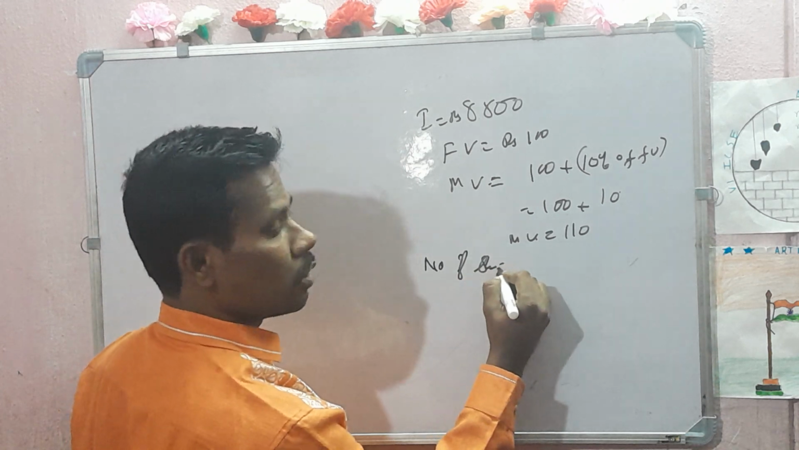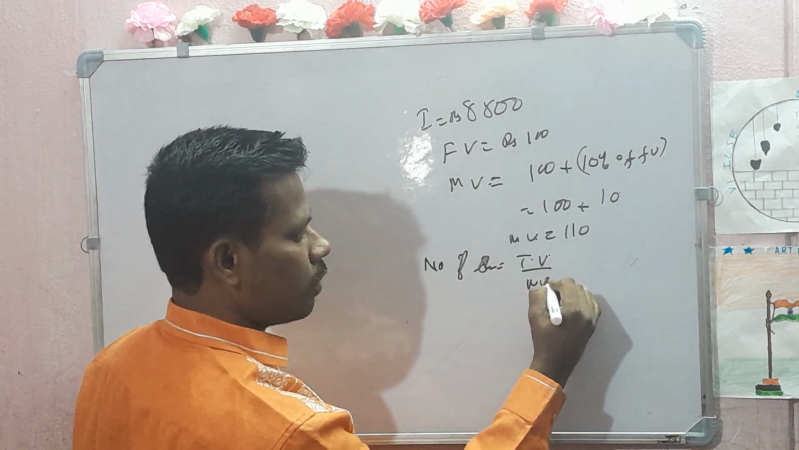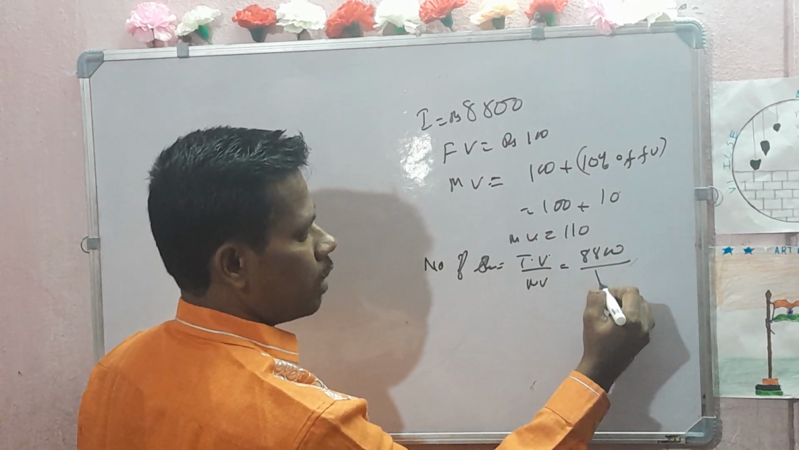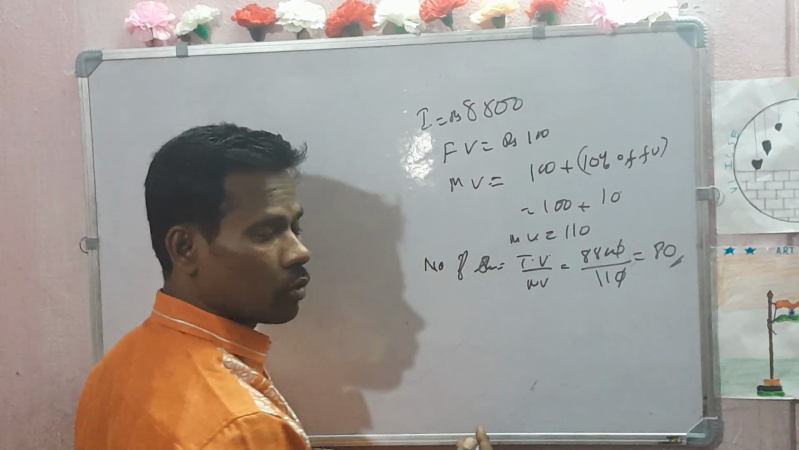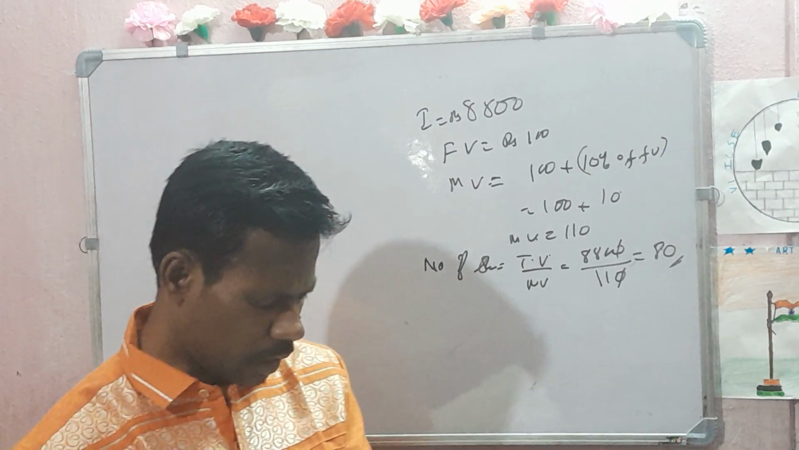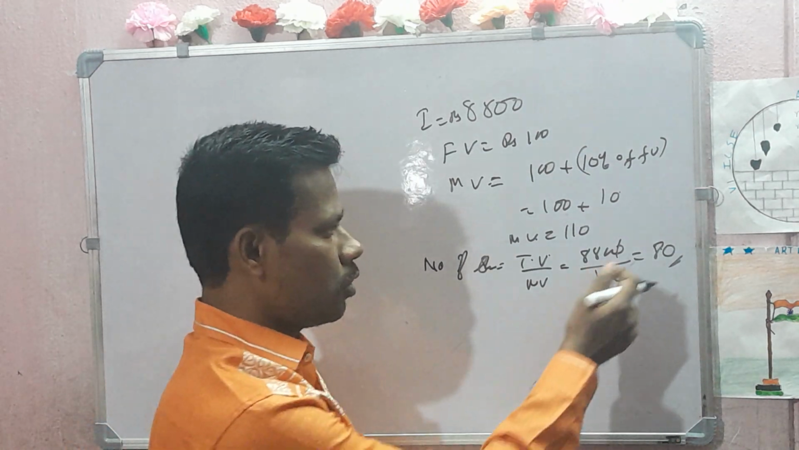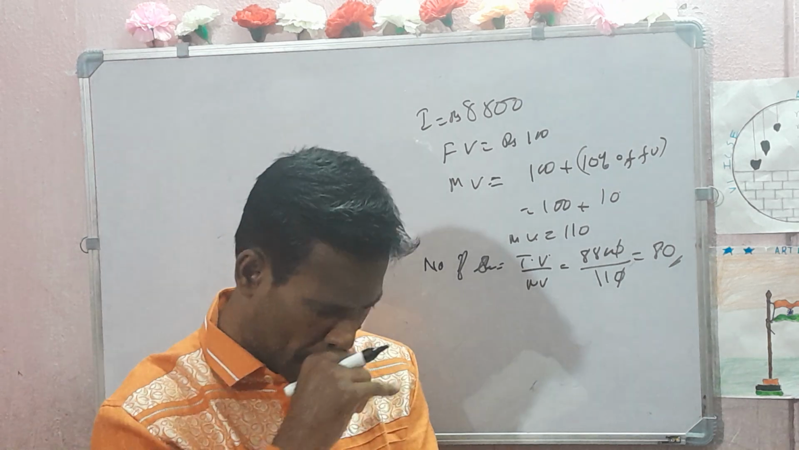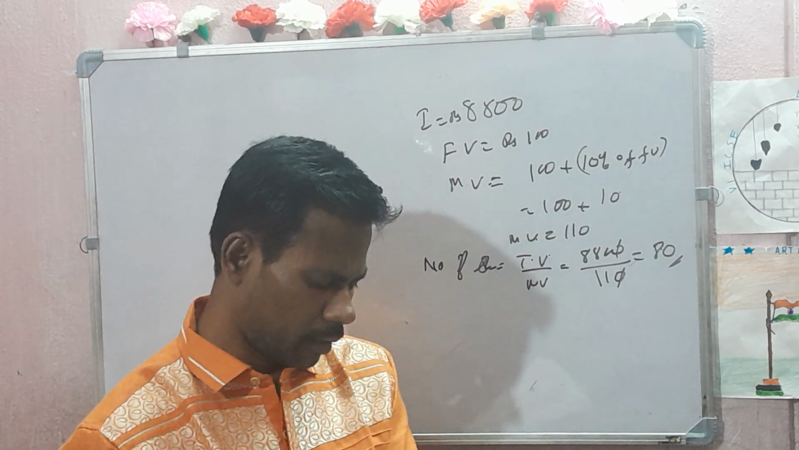Number of shares. So what is the formula? Number of shares is total investment by market value. Total investment means 8,800 by market value 110. So number of shares is 80. Again, what is asked? The number of shares bought. First bit is over. Now the dividend percentage per share.